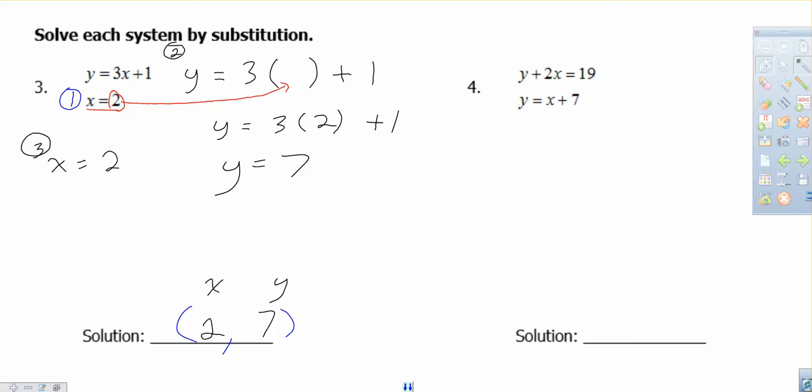So first we want to pick an equation that has x or y by itself. The clear choice for number 4 is that second equation, y equals x plus 7. All right, now for step 2, we are going to go into this first equation, and we're going to replace y with x plus 7. So the equation is y plus 2x equals 19. But instead of a y, we are going to write in x plus 7.